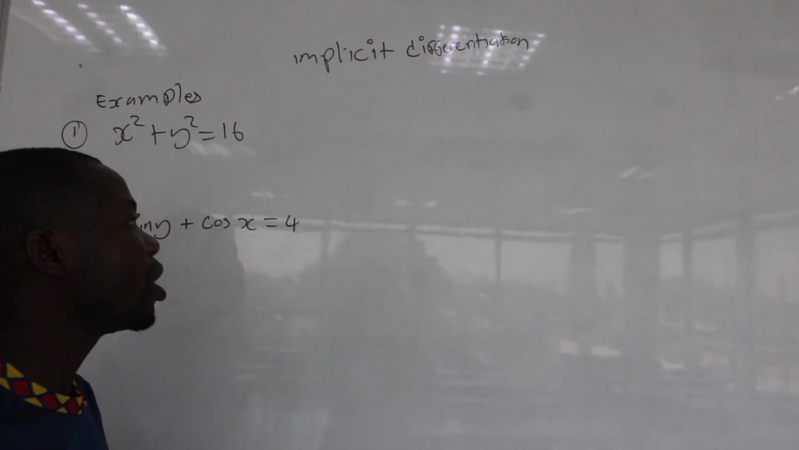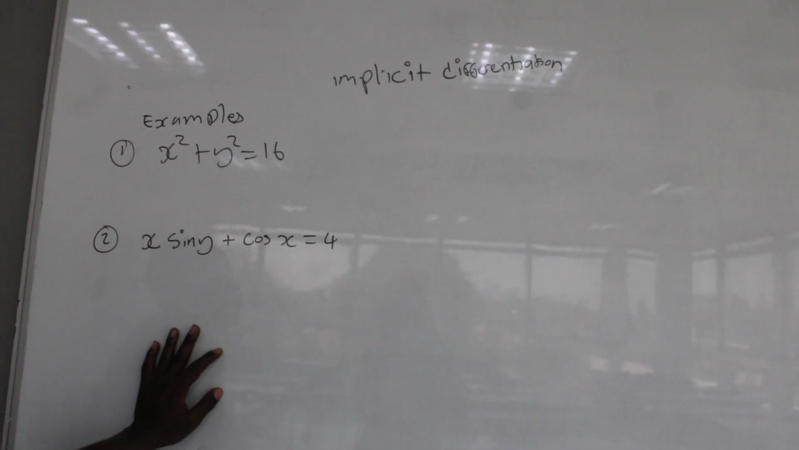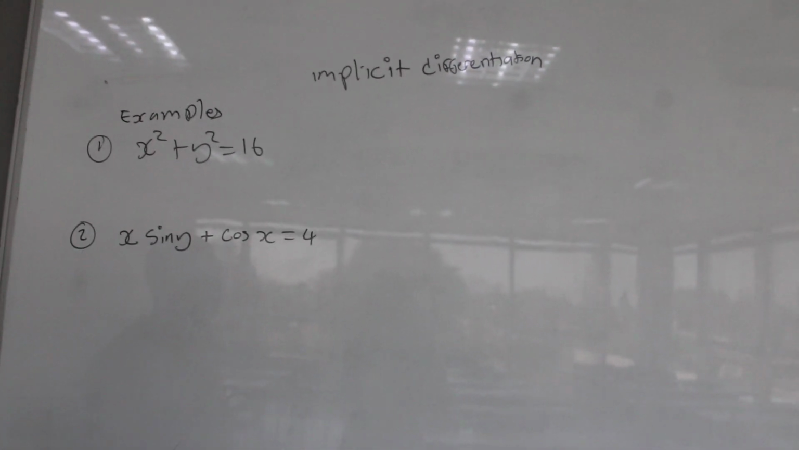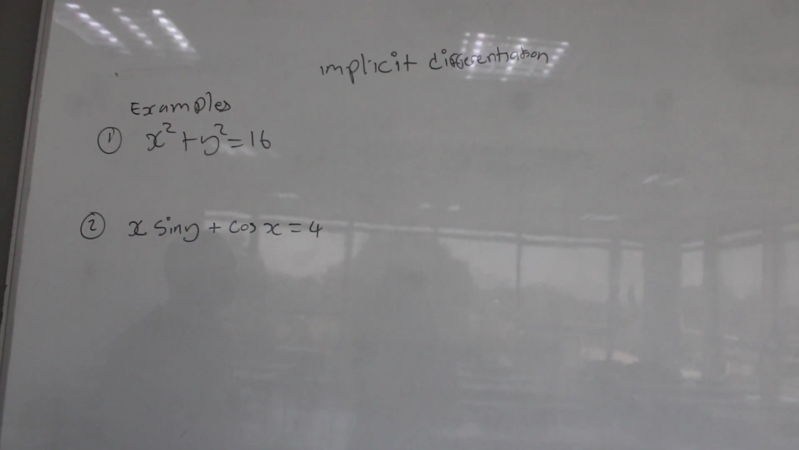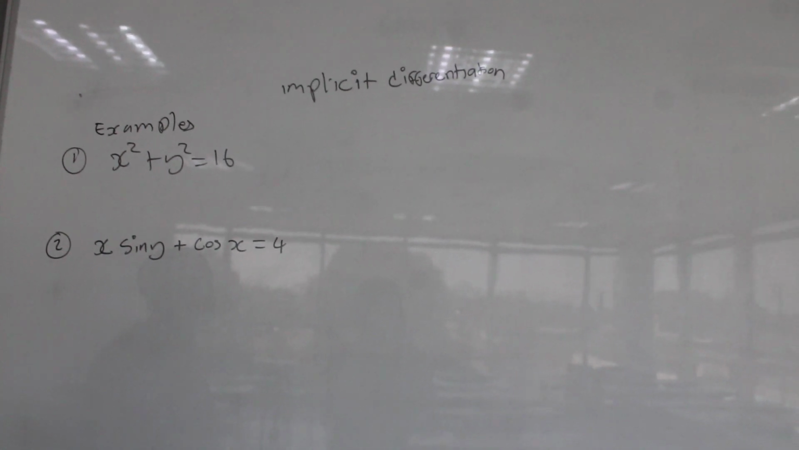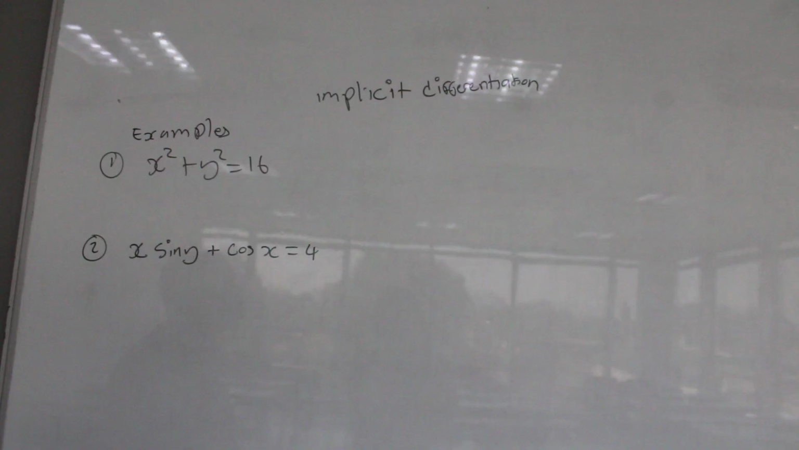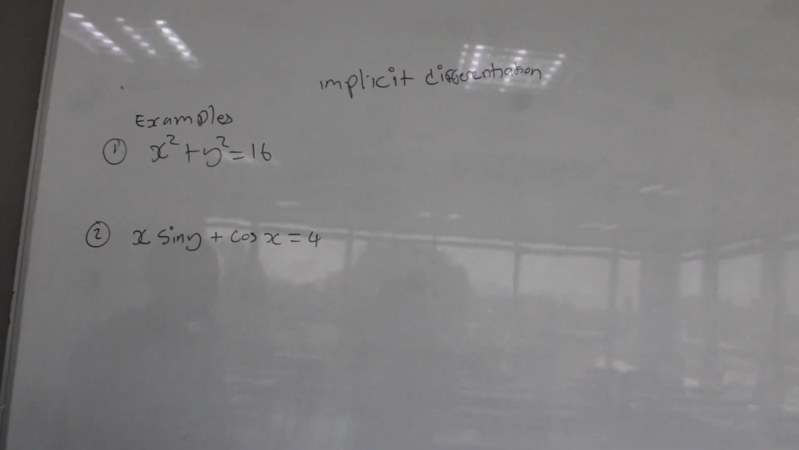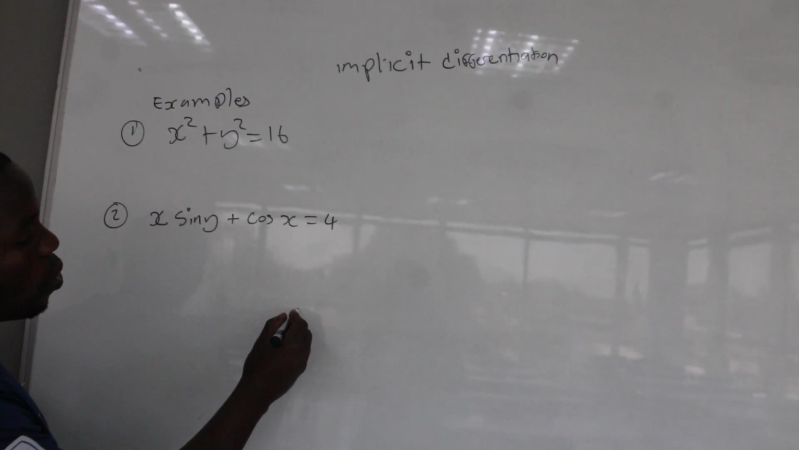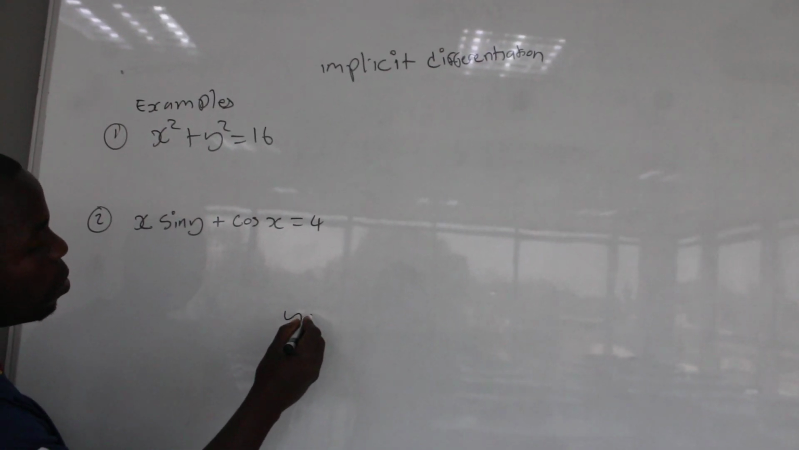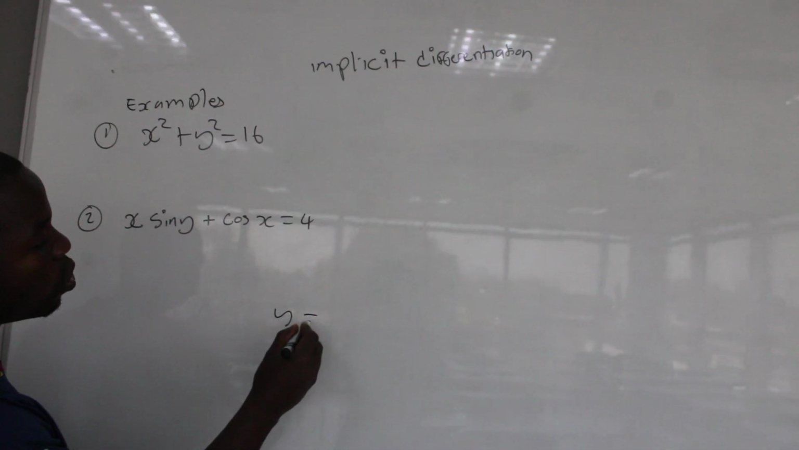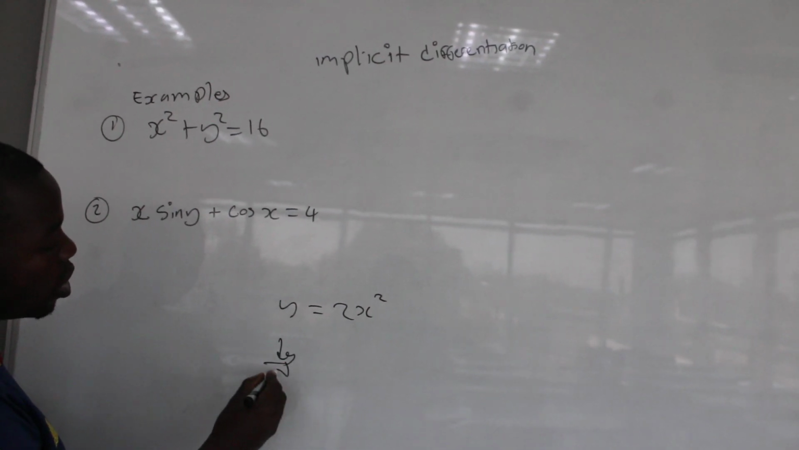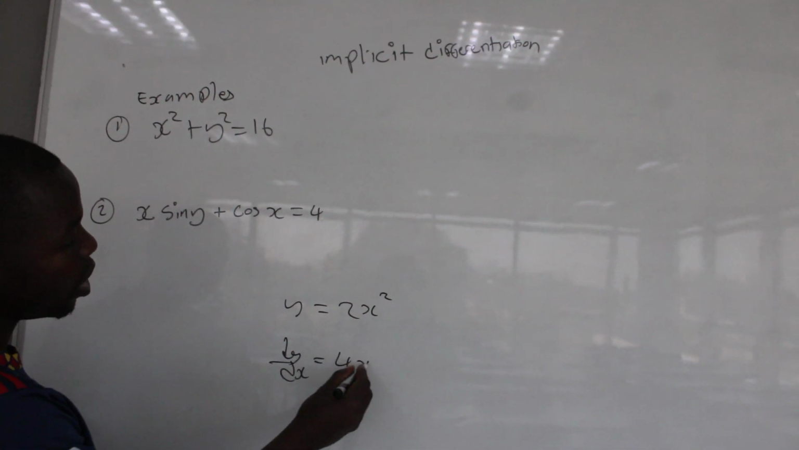In this video, I'm going to show you how to differentiate implicitly. So what is implicit differentiation? It involves functions where y is not isolated. What do I mean? Let's say, for example, y is equal to 2x squared. You know that dy/dx of this is 4x.